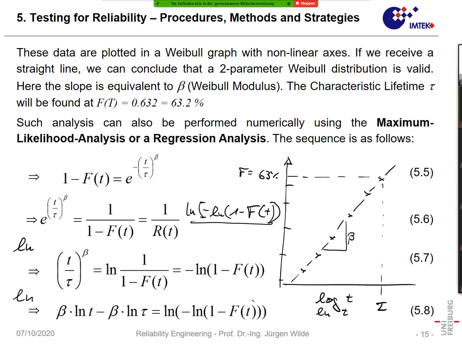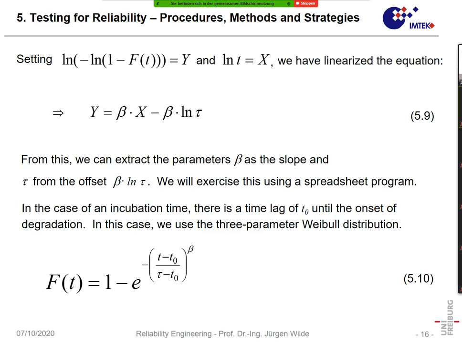We can do it in a graphical way. We can do it in a regression analysis. But the most important method is the maximum likelihood analysis, which, according to mathematicians, is the most dependable version of getting these parameters. So here we can again see y is beta times x minus beta times ln tau, where x is the x-axis, beta is the slope, and that is the offset.